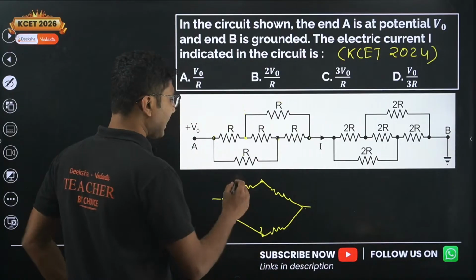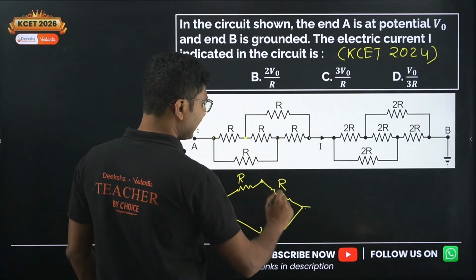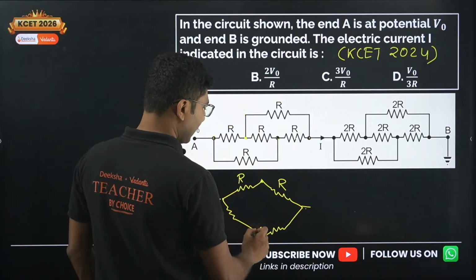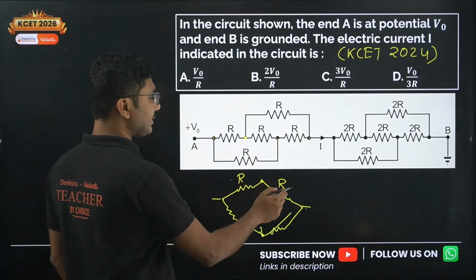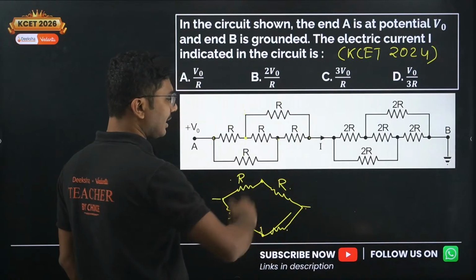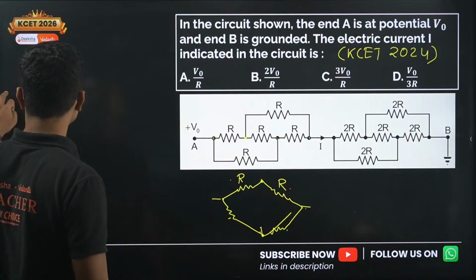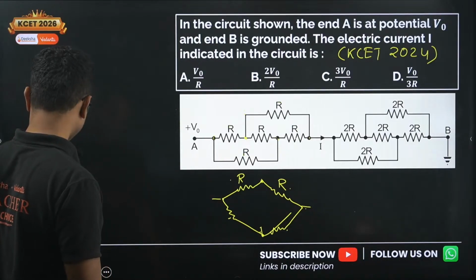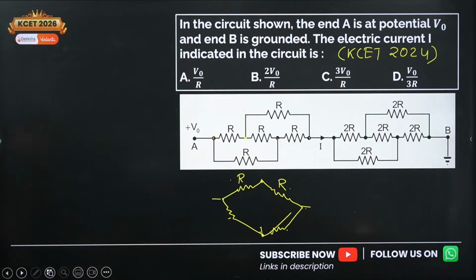Now you see that this one and this one are actually connected in series, and this one and this one are connected in series. So these two resistances in series, these two resistances in series, and their combination is actually connected in parallel. So this is how you should treat any Wheatstone bridge related problem. Now what we will be doing here, I will try to simplify this.